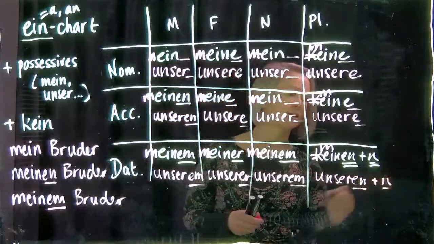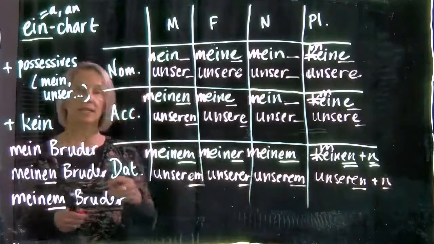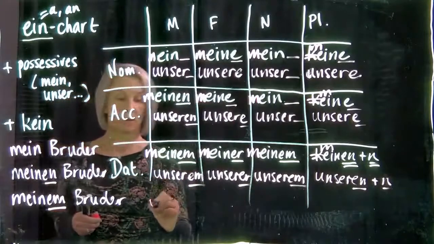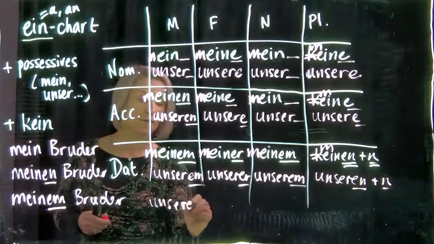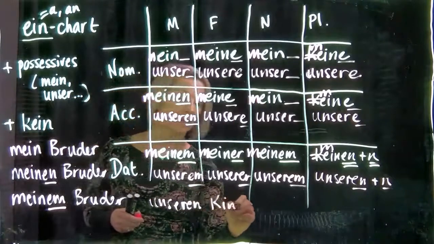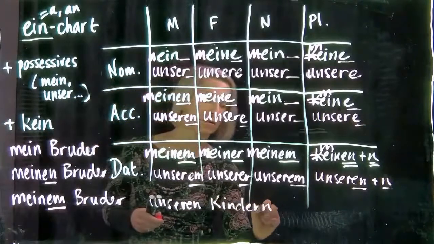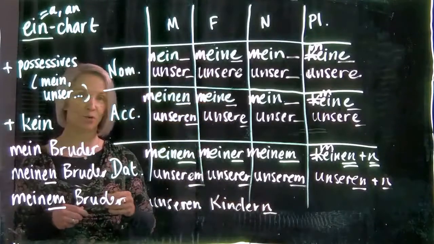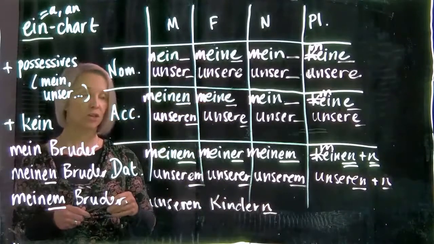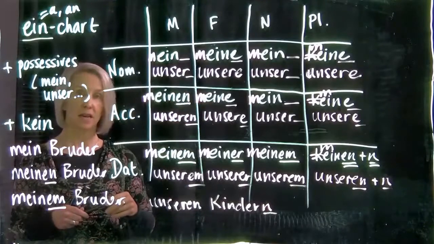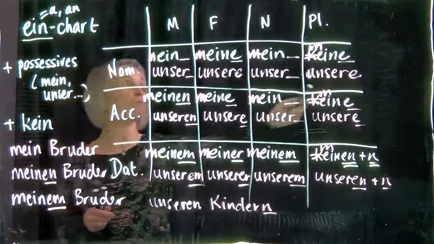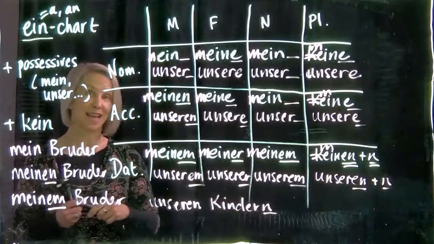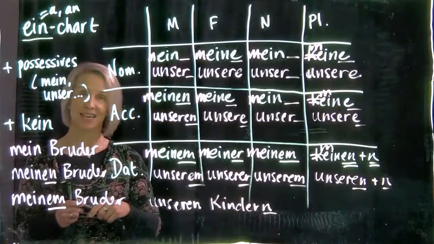plus n. So if we wanted to say our children in the dative, it would be unseren Kindern. Okay, adding that n ending to the plural form Kinder, children, unseren Kindern, rather than the nominative, which would be unsere Kinder without that dative n ending. So that's the ein chart.